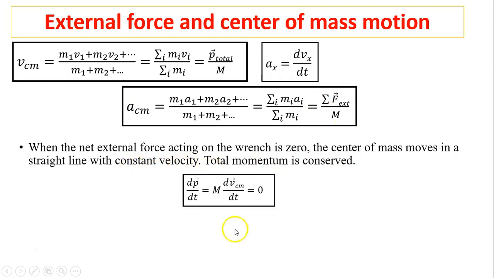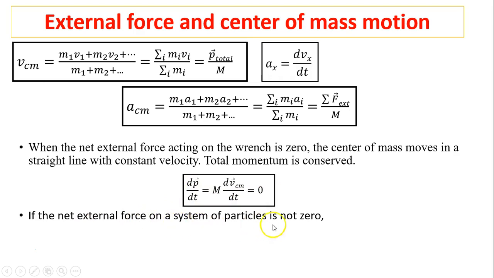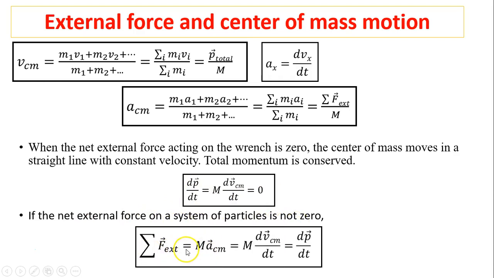Total momentum is conserved. dP over dt, P total, equals 0. But when the net force is not 0, the net force is the total mass times the acceleration of the center of the mass. So even though you may have a lot of particles in the system, if you know the acceleration of the center of the mass, you can figure out the external force. So that equals dP over dt.